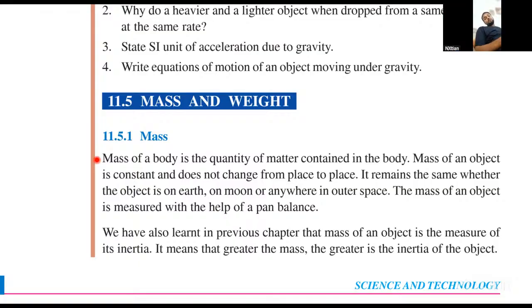So mass doesn't change. We saw in the book. Are you in the book? Where are you? What are you doing? I'm reading the book.